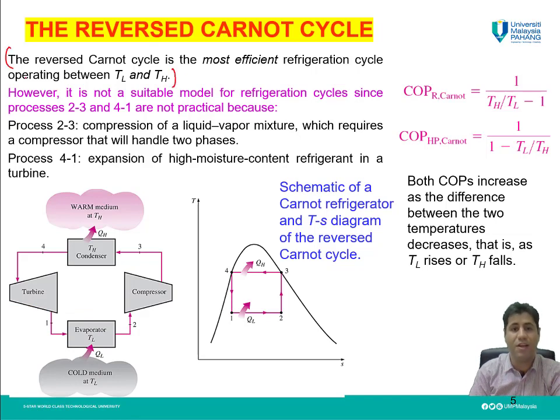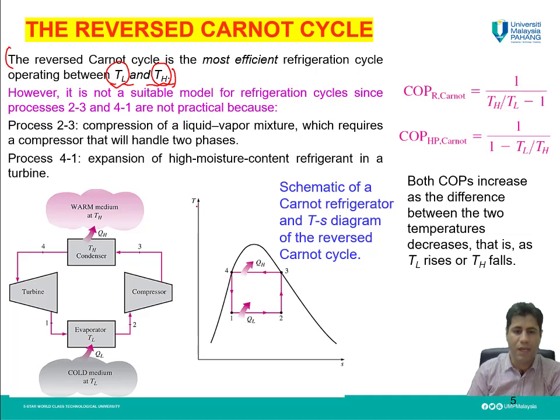I think it is clear for you again. The reverse Carnot cycle is the most efficient refrigeration cycle, operating between TL and TH. TL is the temperature of the cooler region, and TH is the temperature of the warmer region.